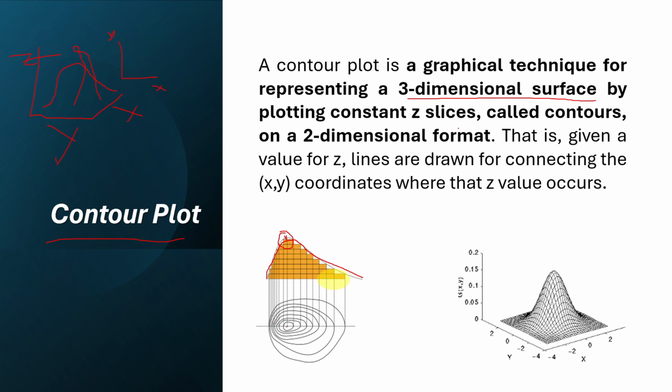And then you can see that this is this. So if we pick up this bit, this is your contour. If we make this in a two-dimensional contour, it will be like this. So every circle is a contour, that is a given value for z. Lines are drawn connecting the x, y coordinates where the z value occurs.